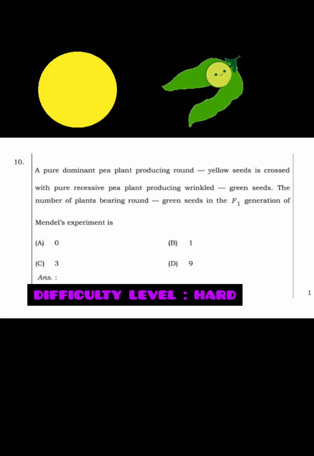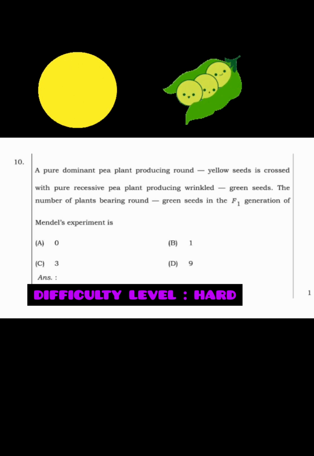A pure dominant pea plant producing round yellow seeds is crossed with a pure recessive pea plant producing wrinkled green seeds. The number of plants bearing round green seeds in the F1 generation of Mendel's experiment is option A 0, option B 1, option C 3, option D 9.